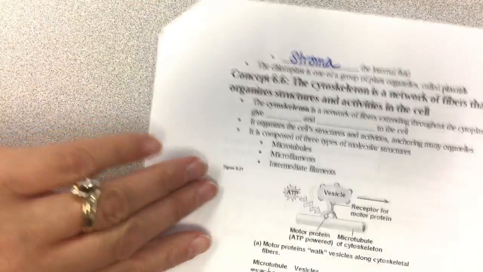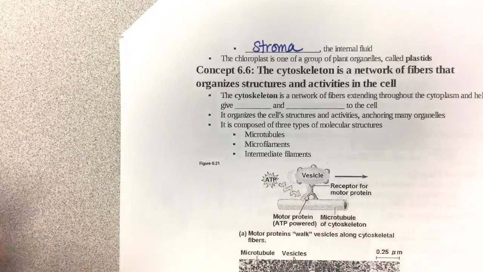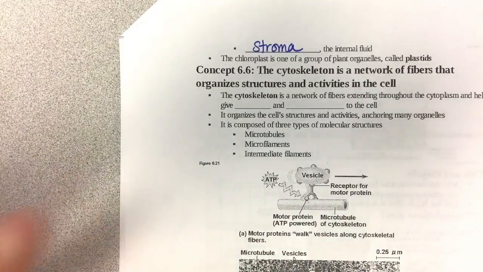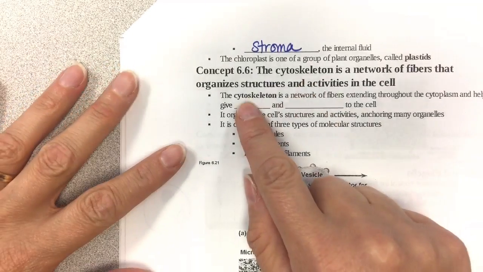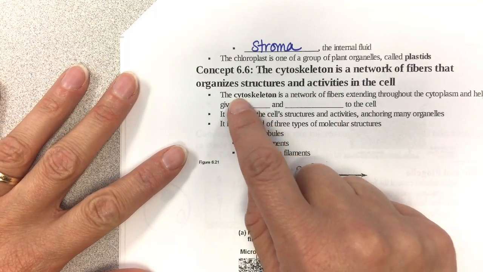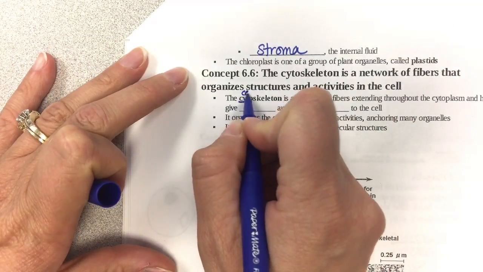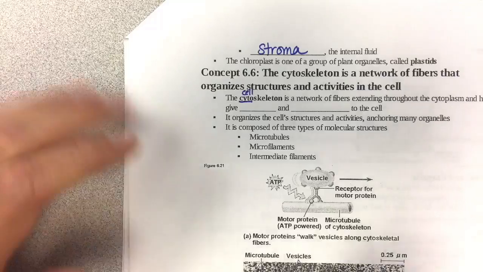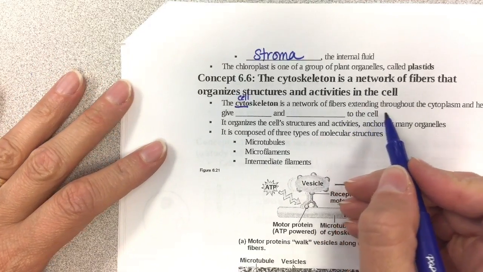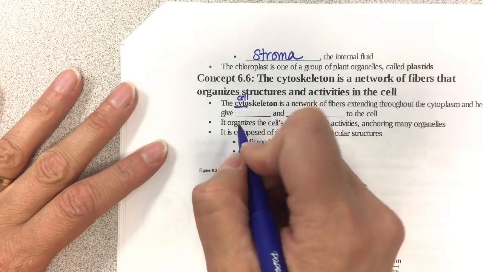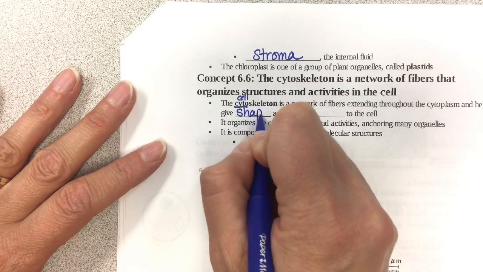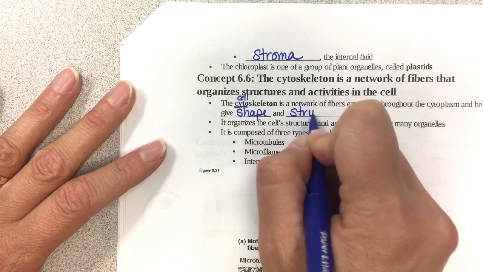Alrighty, we're on our home stretch here, and this is with what's called some other organelles that are important, and one of those is called the cytoskeleton. And whenever you see cyto, it's referring to cell. So it's like the skeleton of the cell. It's a network of fibers extending throughout the cytoplasm and help give shape and structure to the cell.